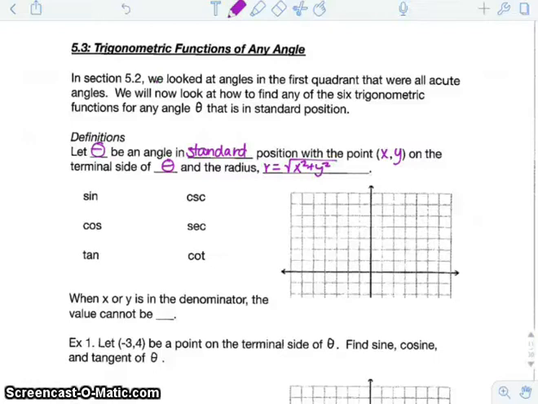Section 5.3 looks at the trigonometric functions of any angle. Up until now, we've been looking at ones that exist in a right triangle, so we're going to look at any angle now. Let theta be an angle in standard position with the point (x, y) on the terminal side of theta and the radius equal to the square root of x squared plus y squared. That's derived from the Pythagorean theorem.